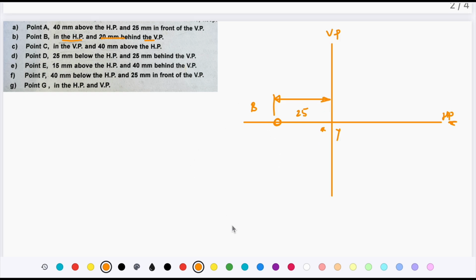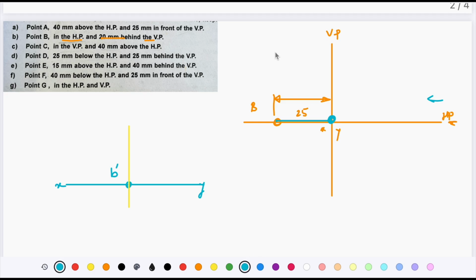Okay, now if you draw its solution, this is our XY line. When you look for the front view, it is going to be projected on vertical plane, and when you bring it on the vertical plane, it actually overlaps with the XY. So on XY itself, you will get the front view of point B denoted by B dash. Now through this projector, I am going to draw its top view.